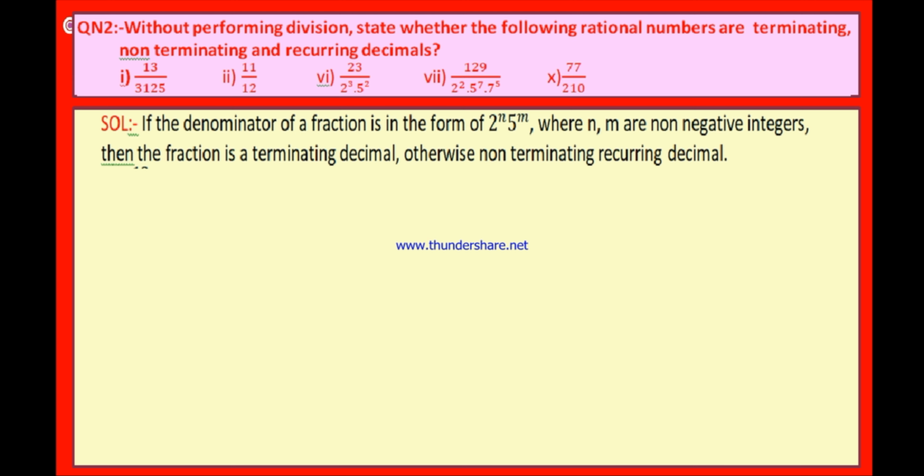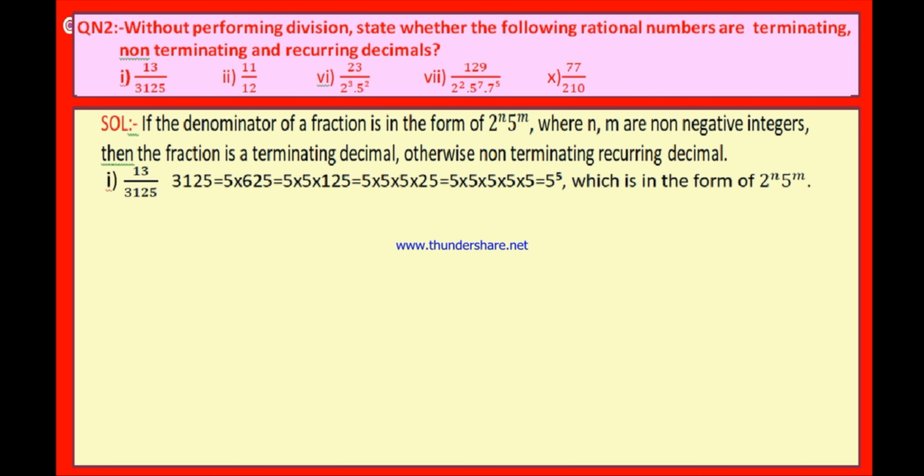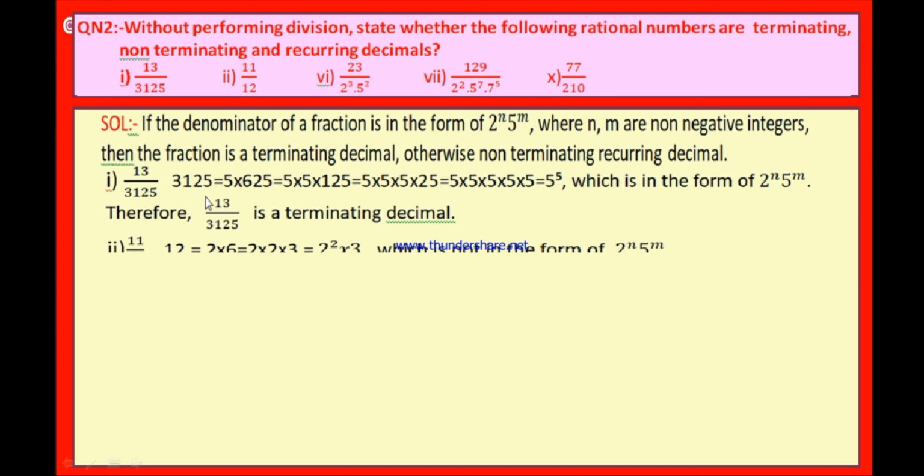Now let us see the first bit. The first bit is 13 divided by 3125. Now take the denominator 3125. Now let us write this 3125 into prime factors.